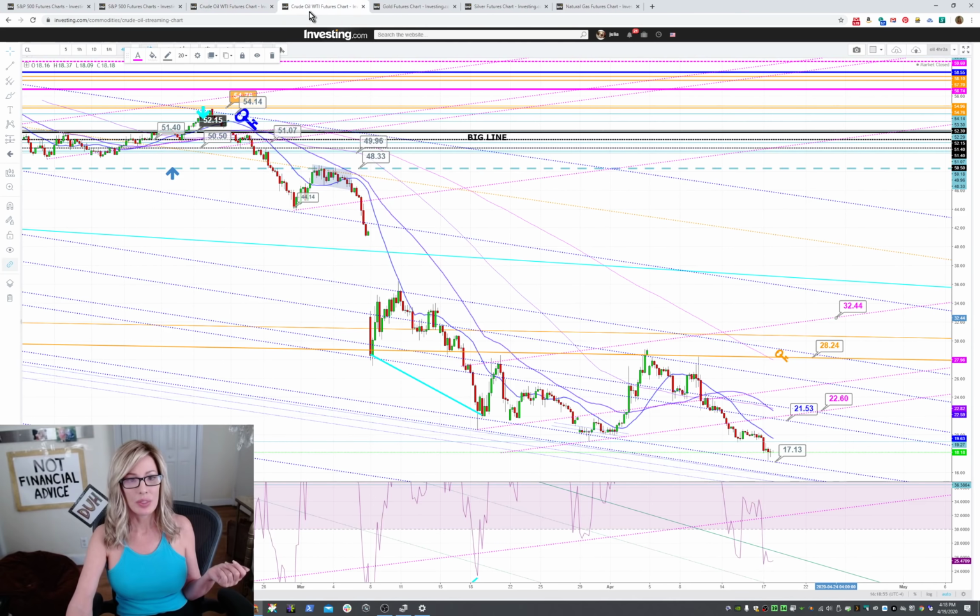Okay. This is the 4-hour crude chart. It's so yuck. I can't even talk about this. It's just yuck. And I don't see divergence here yet. If something is not doing the things that you want it to do, it's okay. There's other things you can trade.